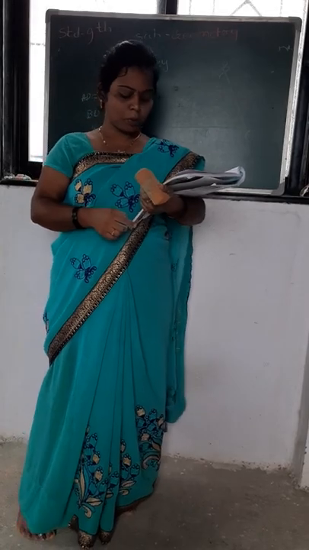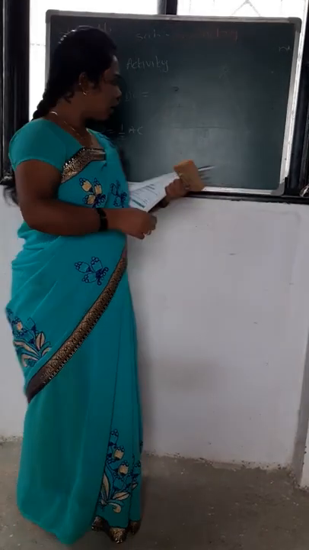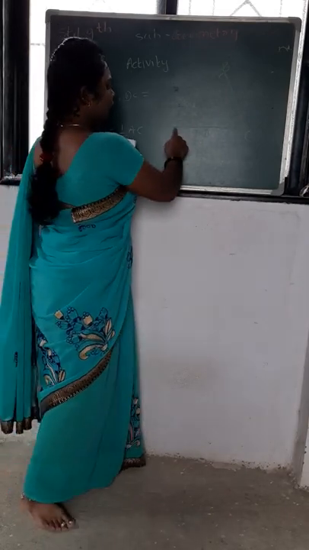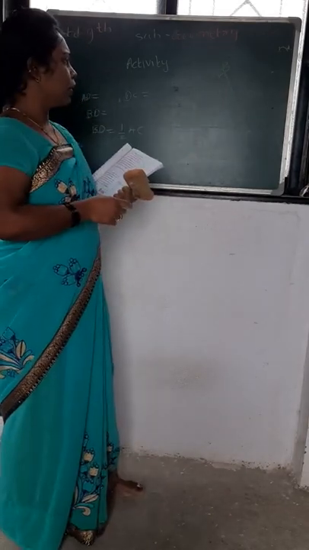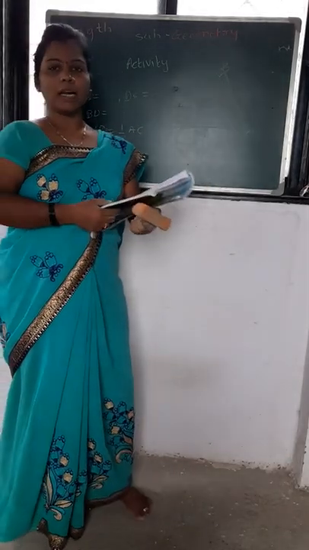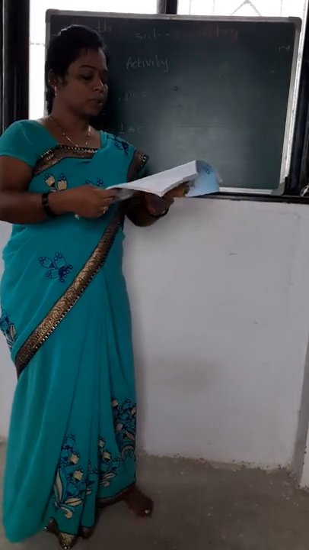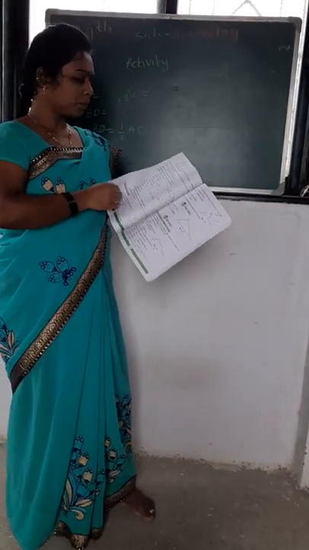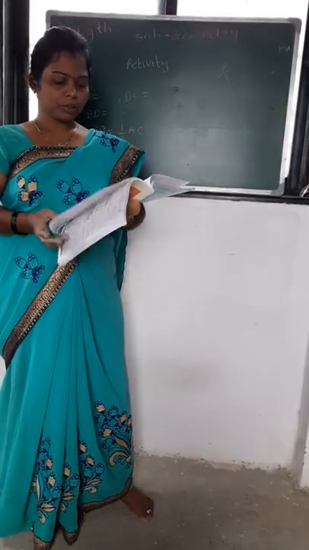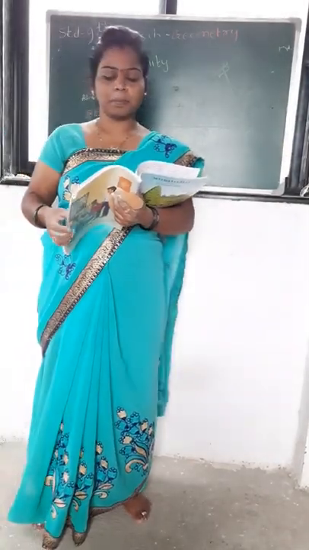Now let us prove the property. The length of the median is half of the length of the hypotenuse. This is a right angle triangle, angle B is equal to 90 degrees. In a right angle triangle, the length of the median is half of the length of the hypotenuse. We will see it in the next period.